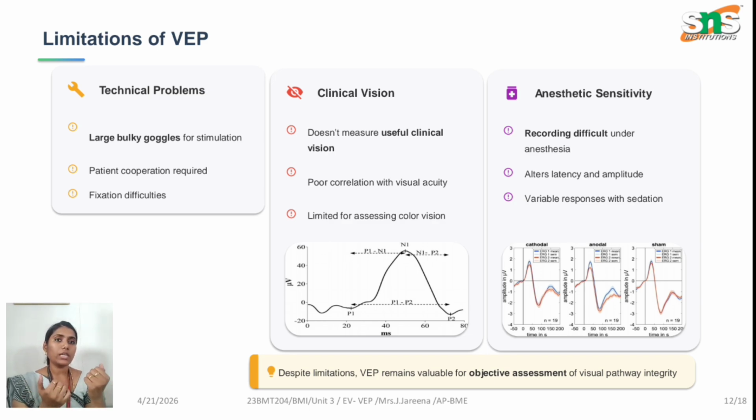You may face technical problems, and it will not give a clear picture of your clinical vision. And in some cases you have to give anesthesia to record the potential. So these are the few limitations. Yes, thank you.